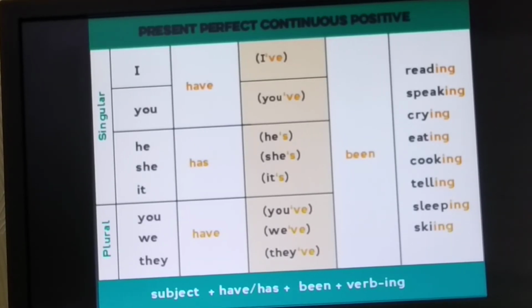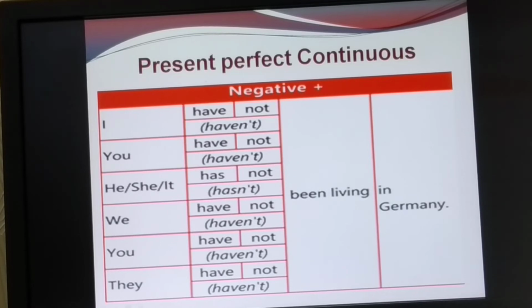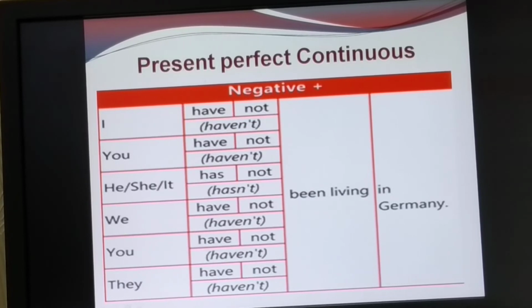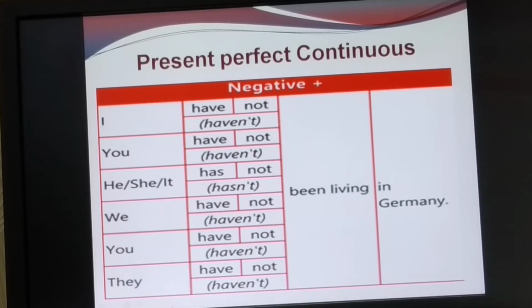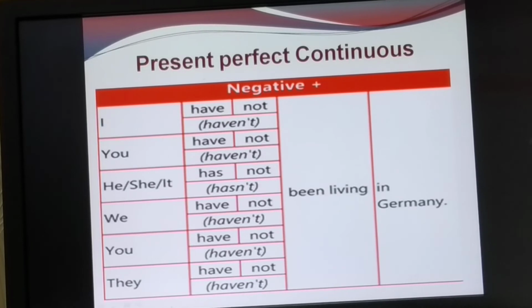Okay, if we want to make a negative sentence using present perfect continuous tense, it's very easy to form. We will just add not after have or has. For example, we have not been living in Germany. You have not been living in Germany. So it's very easy to understand. We have to use the same structure as the affirmative sentence. The only difference is, since it is negative, we have to add not.